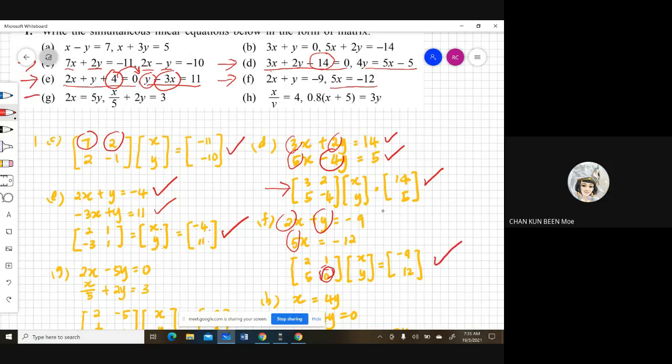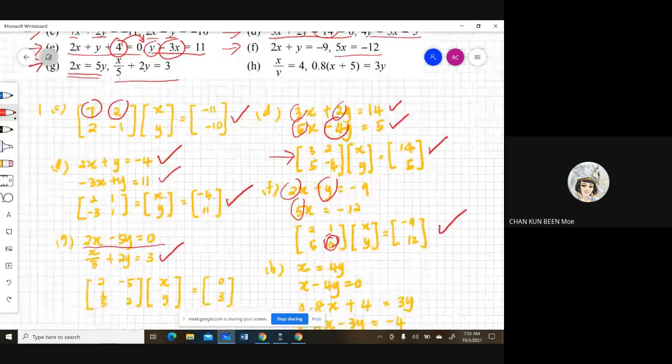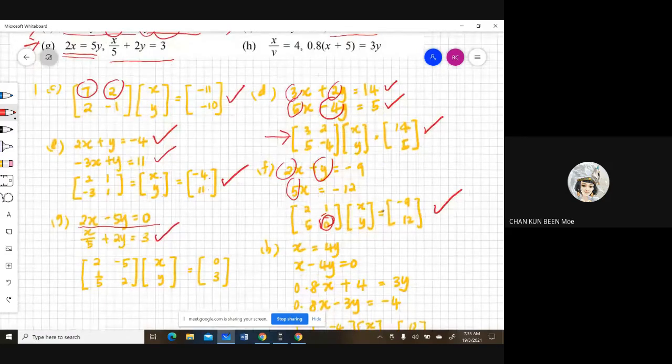Now we look at question G. 2x equal to 5y, same thing, you have to move the 5y to the front, become 2x minus 5y equal to 0 like this. And then this one, x over 5 plus 2y equal to 3, no changes, so remain the same. Okay, then you convert it into the form of matrix. So 2, negative 5, 1 over 5, 2, x, y like this, 0, 3 at the back. Check your answer.